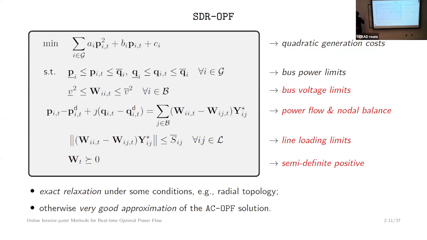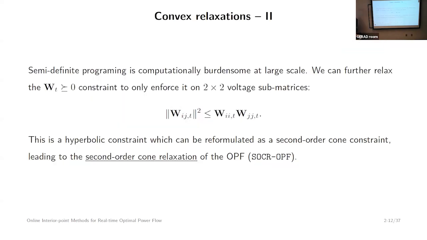So this is great. It's actually exact under some condition. For example, a sufficient condition for exactness is radiality, which is fantastic because every distribution system is built radial. That would be a very nice way to showcase this relaxation. But even otherwise, it's a very good approximation of our ACOPF solution. That said, semi-definite programming, if you have encountered that in the past, can be computationally burdensome when the system becomes very big. So what we can do is further relax that constraint so that we have something that is more lightweight.